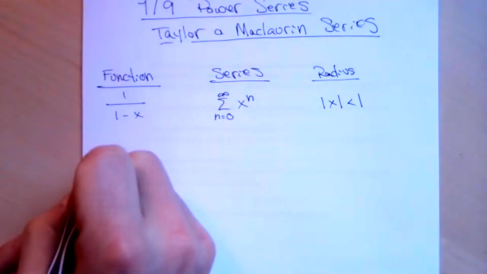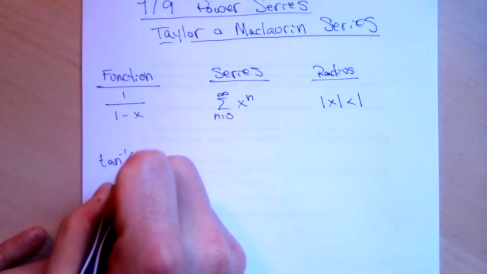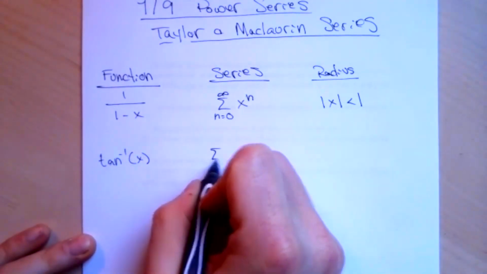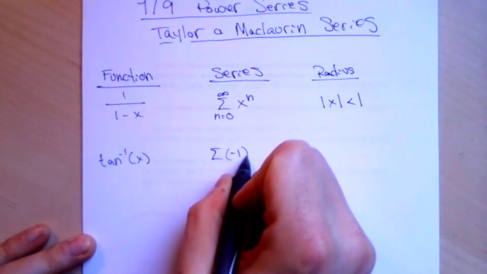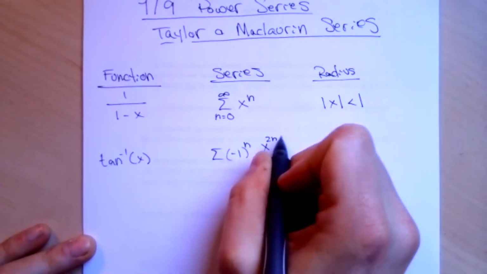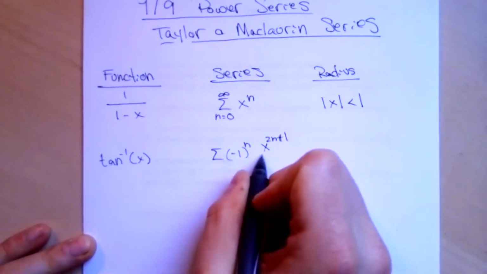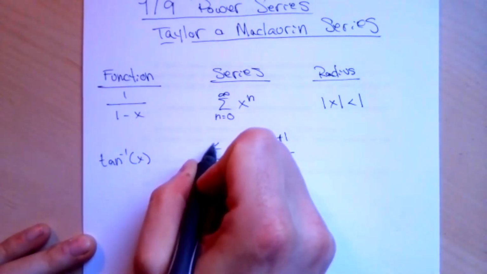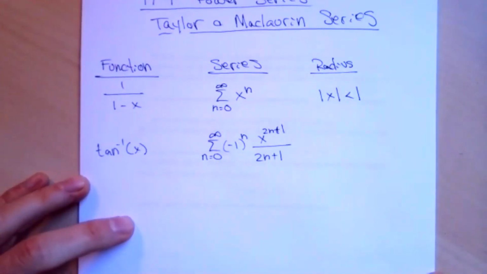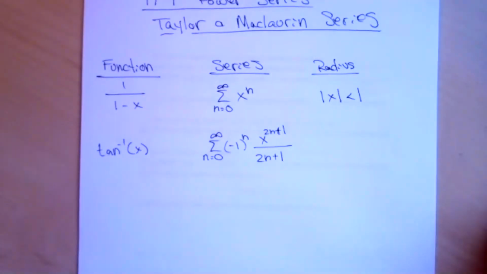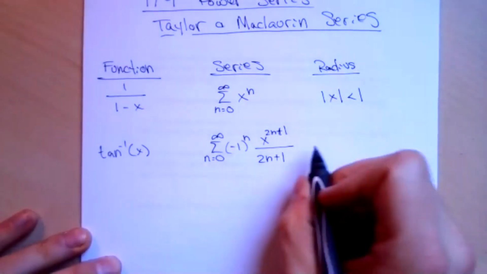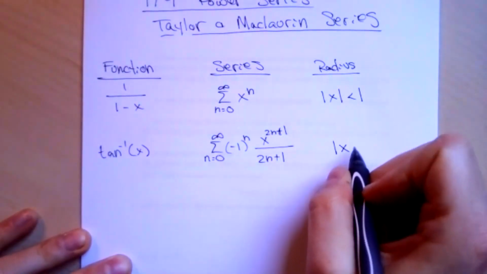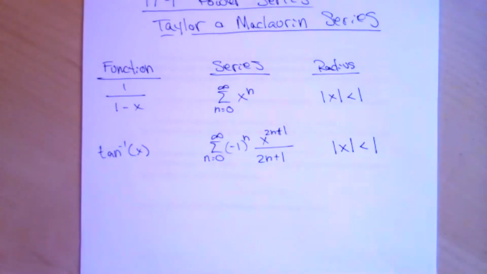And then yesterday we worked out arctan. And our series for arctan we saw was an alternating series, 2n plus 1 of odd terms. We derived this from the geometric series. It's also going to have a radius of 1. And so our goal for today is to fill in the rest of this table.